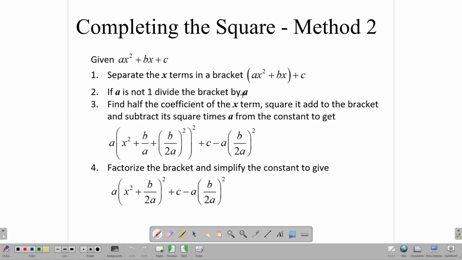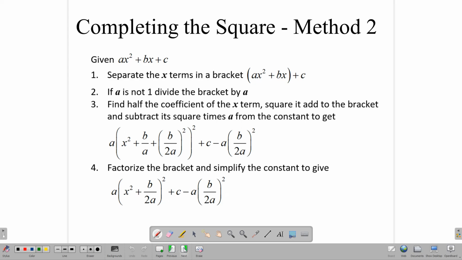All right. And once we do that, after dividing by a, we then find half of the b term, that is half of this, square it and add it to the bracket. That's what's happening here. And also square it and subtract it from the constant outside. Also multiply that by a here. You'll see how it works out in a moment. Then the last step is to factorize. And the factorization is simple. We simply write the number that we squared, and that's it pretty much. It may look a little bit complicated here, but once we look at the example, you will see how simply it comes out.